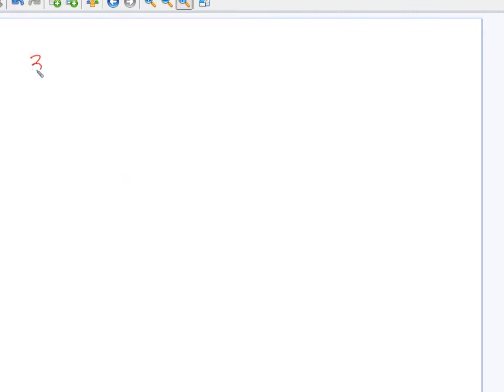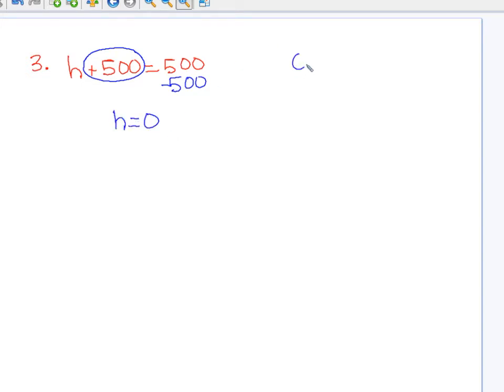Okay, number 3. H plus 500 equals 500. So, checking to make sure I write the problem down right. Instead of adding 500, I'm going to do the inverse. What's the opposite of adding 500? Subtracting 500. 500 minus 500 is 0. Let's see if we're right. 0 plus 500, does that give you 500? Yes, it does. Check, it's a solution.